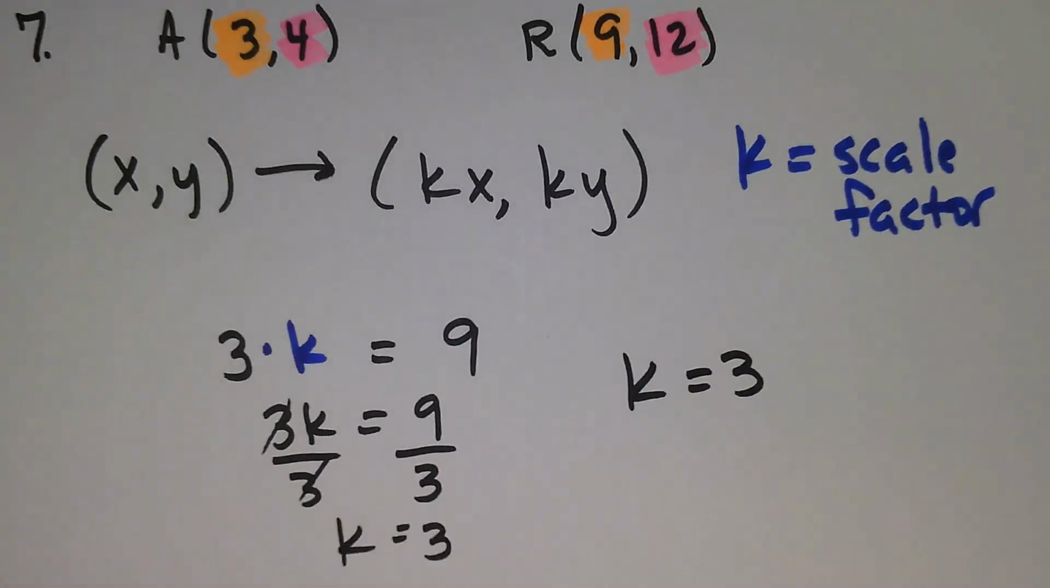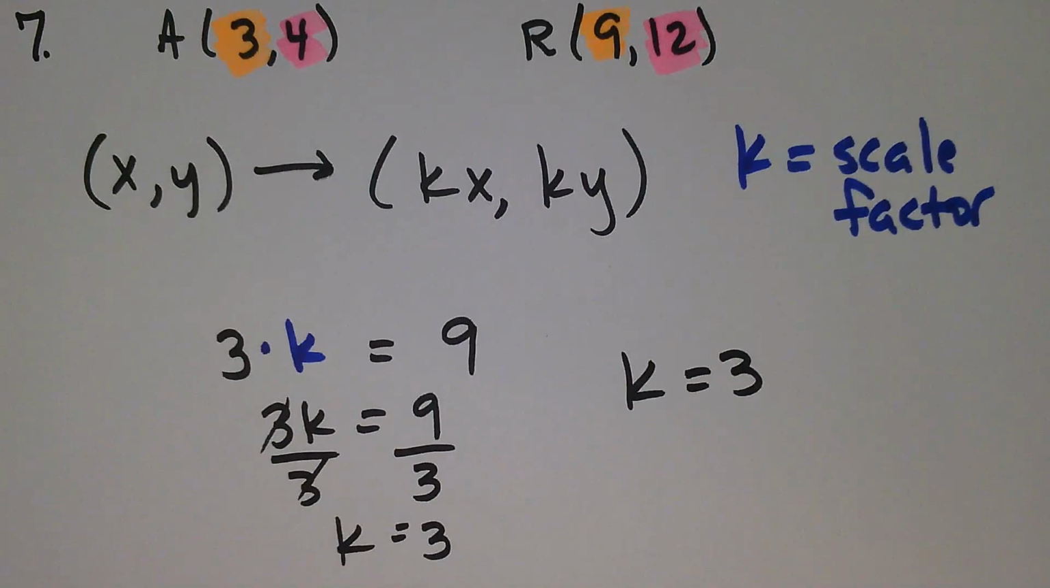And then we can check to make sure it did work with the y values. 4, if I multiply that out by 3, it does get me out to 12. So this is my final answer.